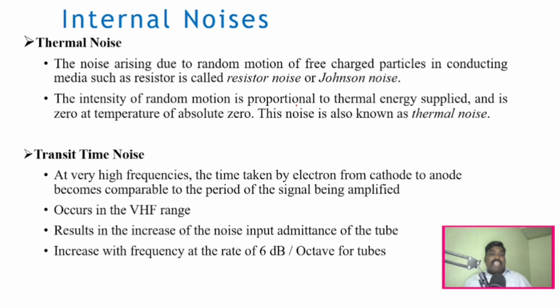When it comes to transit time noise, at higher frequencies the time taken by electrons from the cathode is comparable to the period of the signal being amplified, and the noise that arises because of that is called transit time noise, right? And this increases with frequency at the rate of 6 dB per octave for tubes.